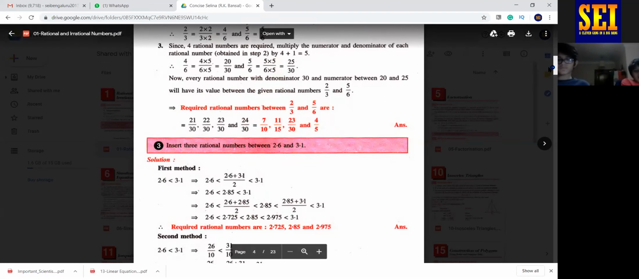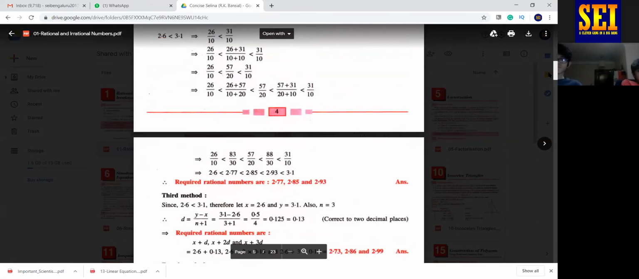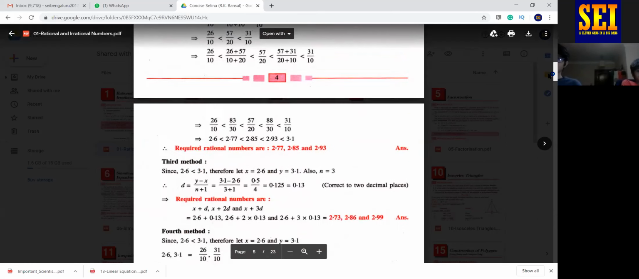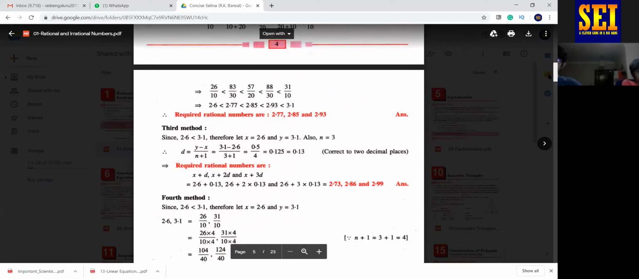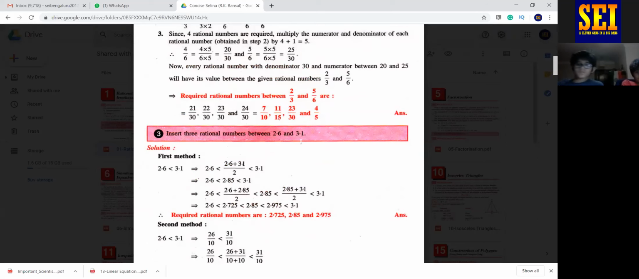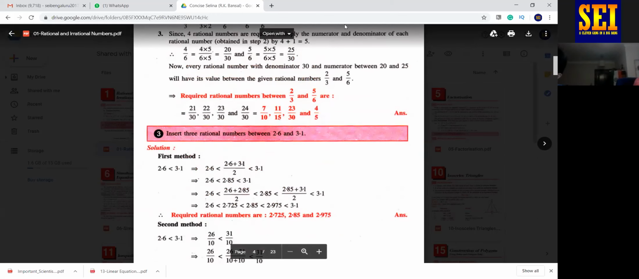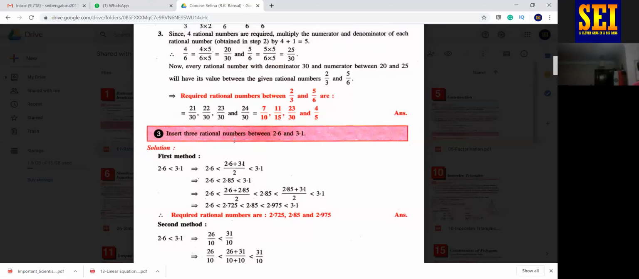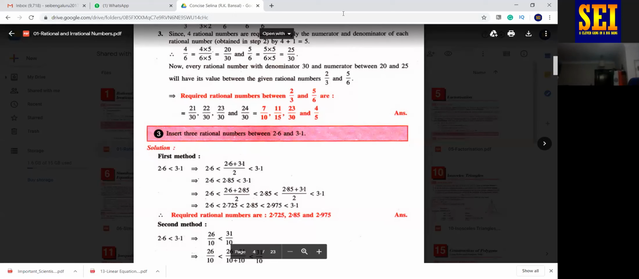This is one method. And the second method is as per that x and y: d is equal to (y minus x) by (n plus 1). According to that also we can do it. So please try to solve three rational numbers between 2.6 and 3.1 by the two methods, first method also, second method also. Are you doing both methods? No, I only did the first method. Okay, use the second method also now.